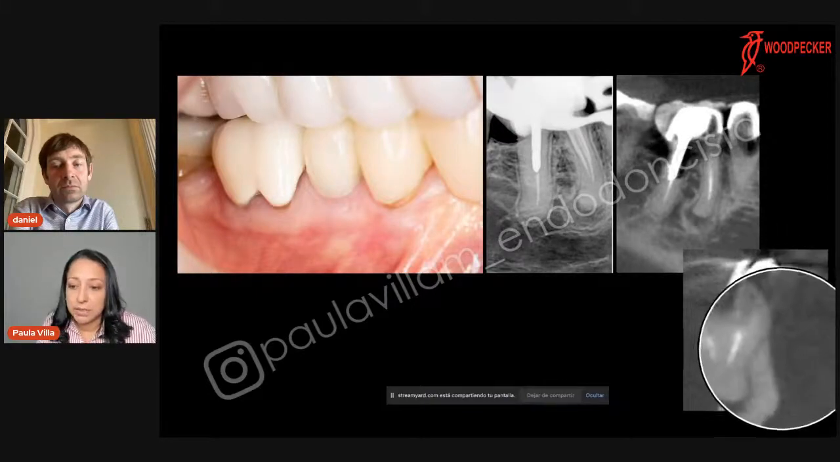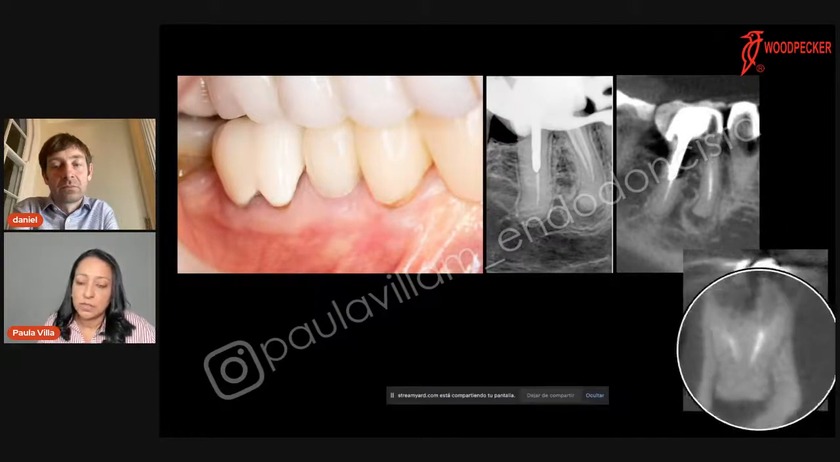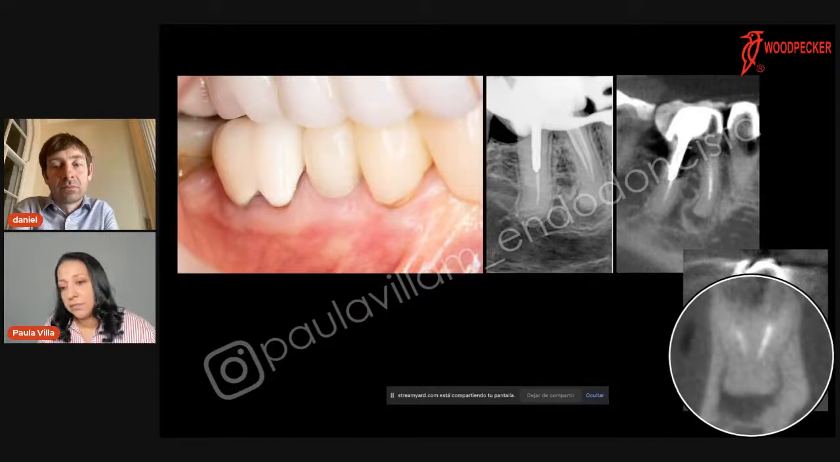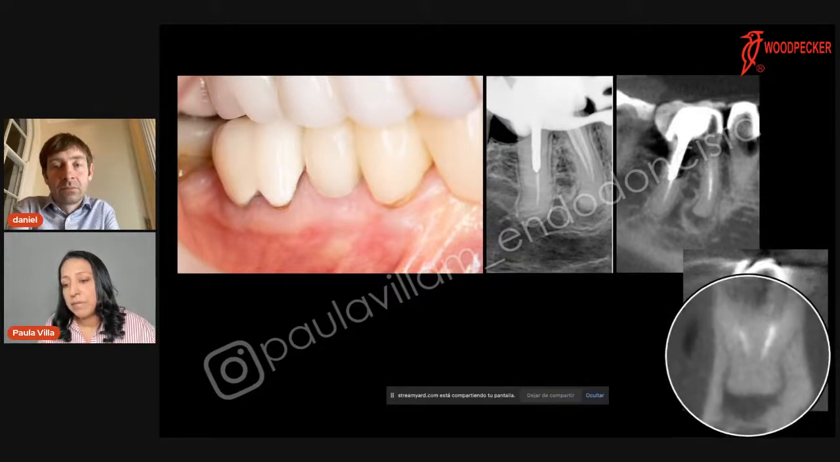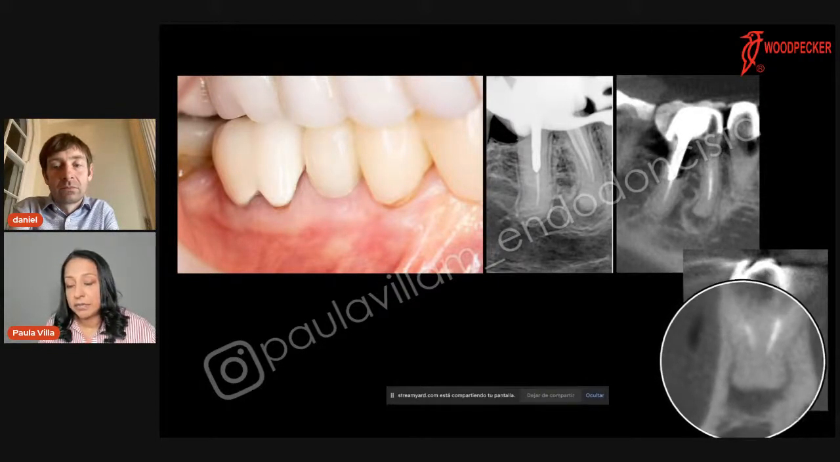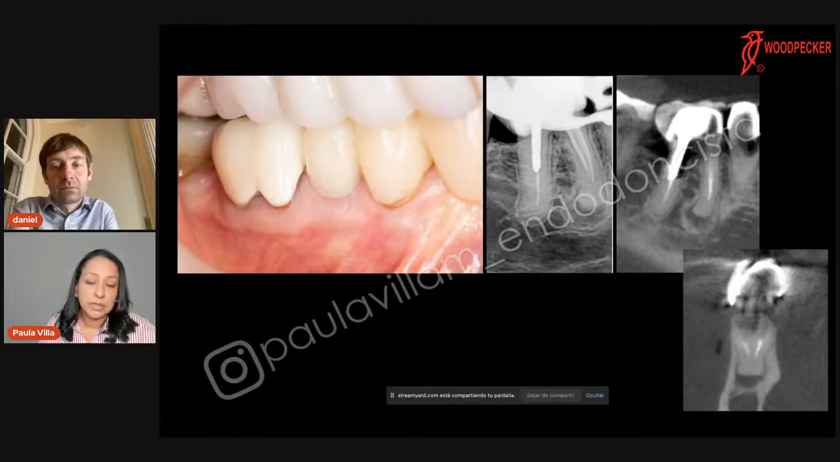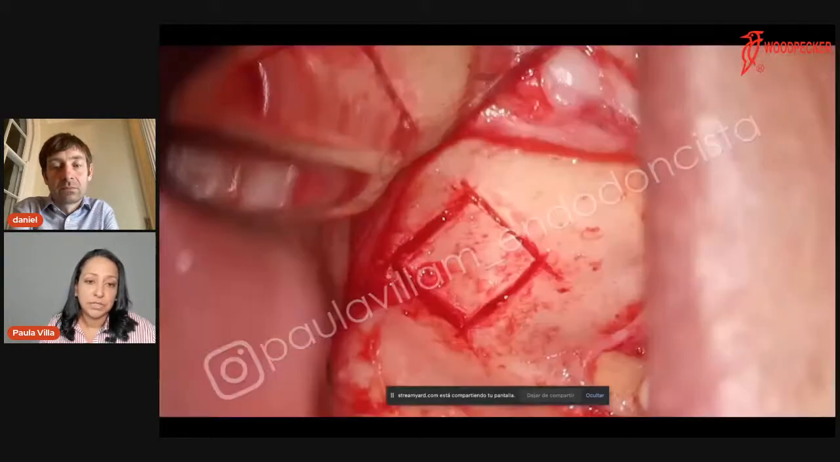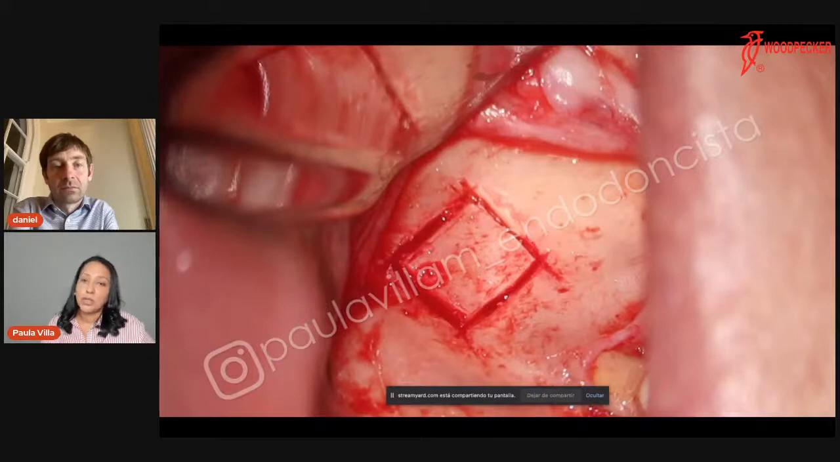And look at the anatomy. It's not easy to find the apical third of the canals, of the mesial canals. So the only option here for me is the endodontic microsurgery. After elevating the flap and exposing the bone, we perform a cortical window technique.